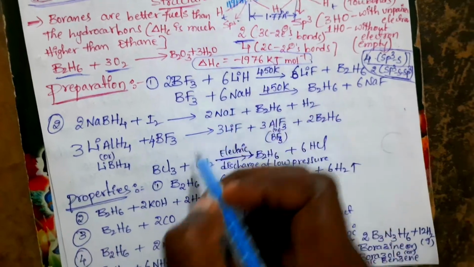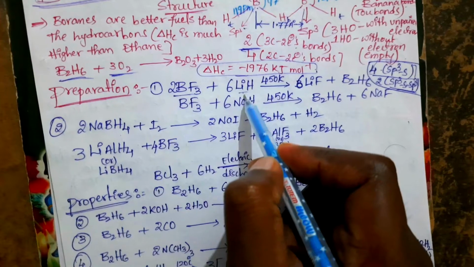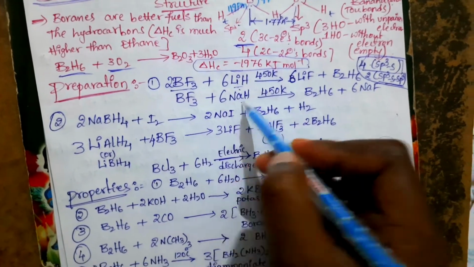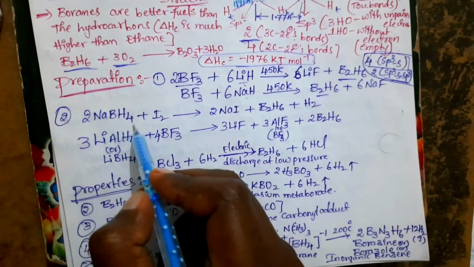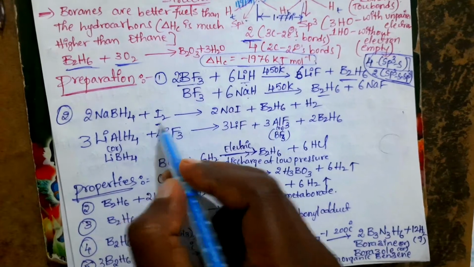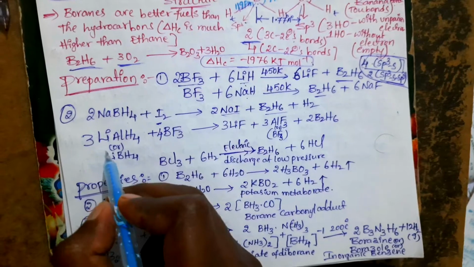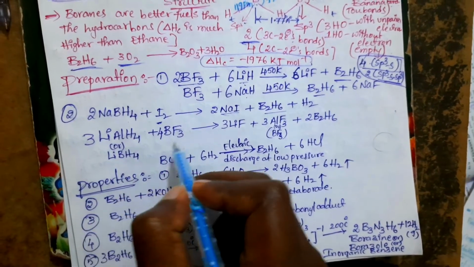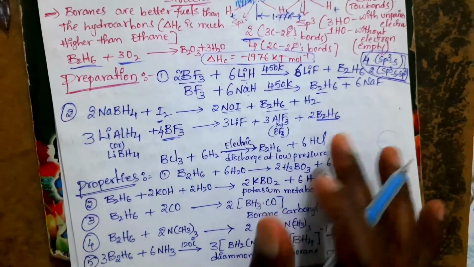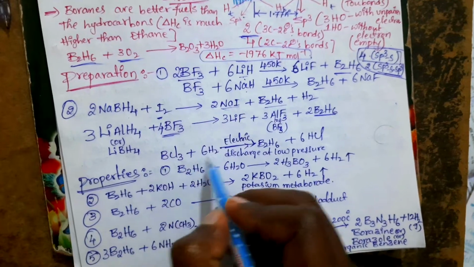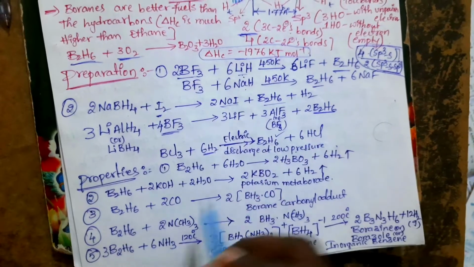You can see the different preparation methods. When boron trifluoride reacts with ionic or saline hydrides, like lithium hydride or sodium hydride, upon heating at 450 Kelvin we will get B2H6. Now sodium borohydride, whenever it is oxidized using iodine, we are going to get sodium iodide, diborane and hydrogen gas. Now you can take lithium aluminium hydride or lithium borohydride, whenever it reacts with boron trifluoride, we'll get diborane. Is that clear? Now boron trichloride, whenever it is hydrogenated in presence of electric discharge at low pressure, we are going to get diborane.